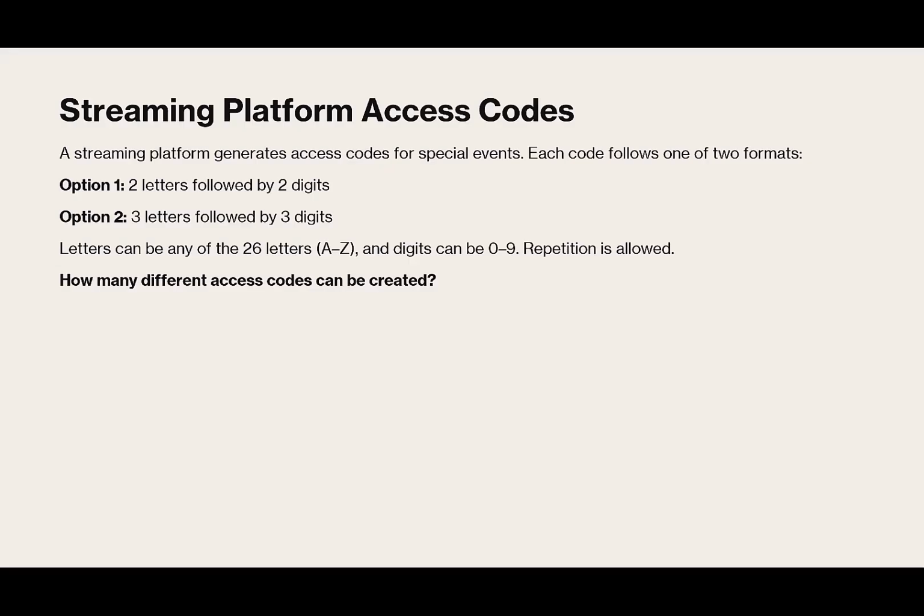Let's say a streaming platform generates access codes for special events. Each code follows one of two formats. In option 1, there are 2 letters followed by 2 digits. In option 2, there are 3 letters followed by 3 digits.